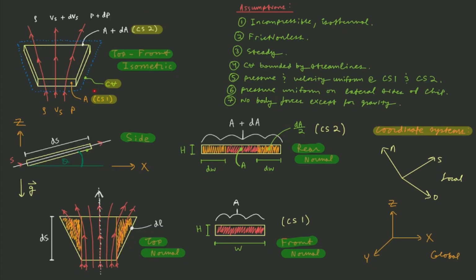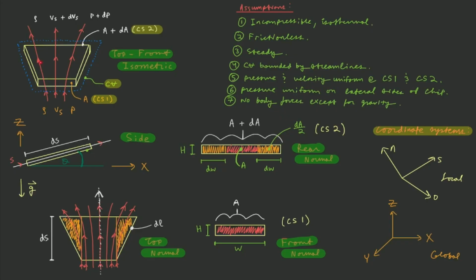On control surface 1, we have an area A, a density rho, a velocity Vs, and a pressure P. On control surface 2, we have an area A plus dA, a density rho, a velocity Vs plus dVs, and a pressure P plus dP. We can see that we have differential changes in our velocity, pressure, and area, and that's because, as we'll see, the axial length of this prismatic chip is also differential.